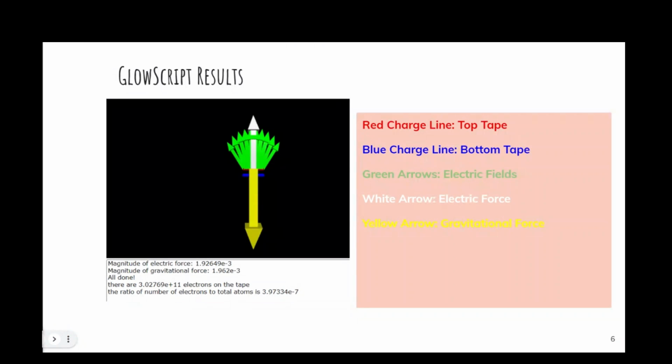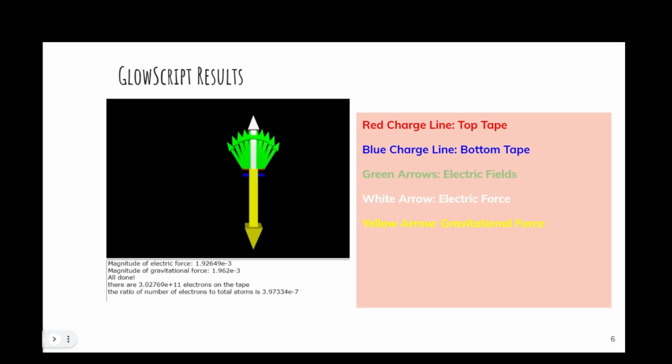And these are my results. So the red charge line represents the top tape. I know it's hard to see, but it's there. The blue charge line represents the bottom tape. The green arrows are the electric fields. The white arrow is the electric force, and the yellow arrow is the gravitational force.